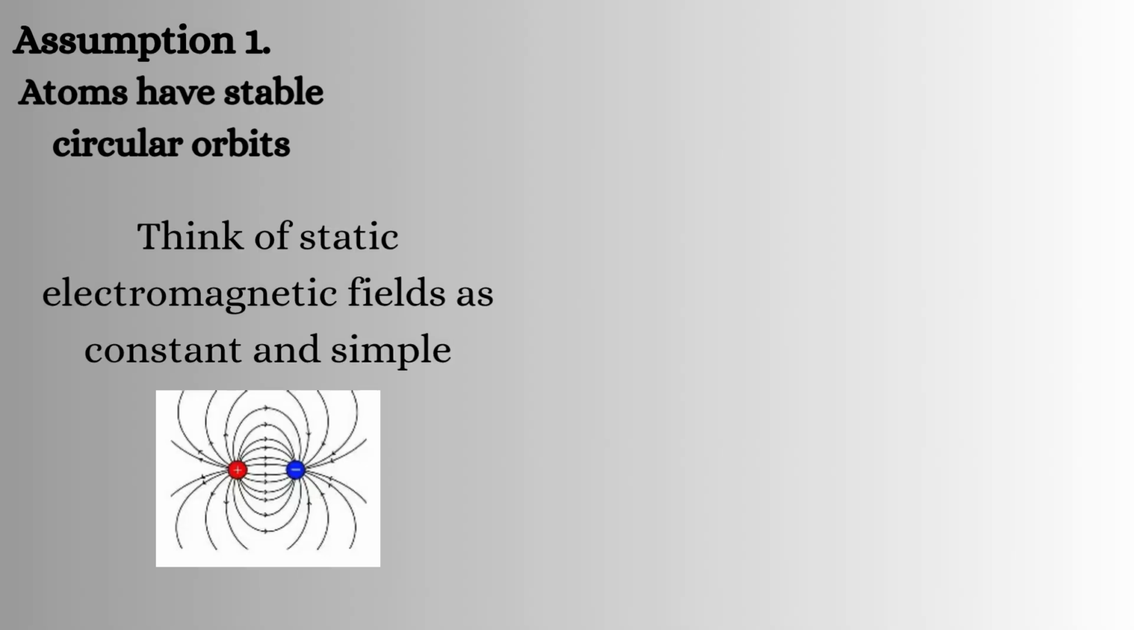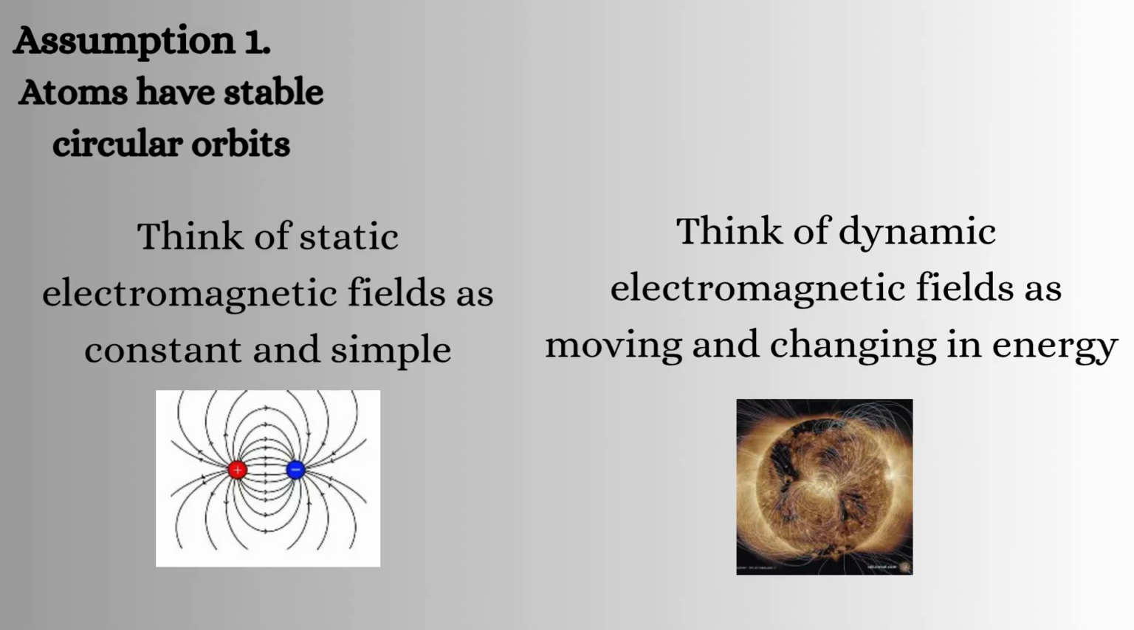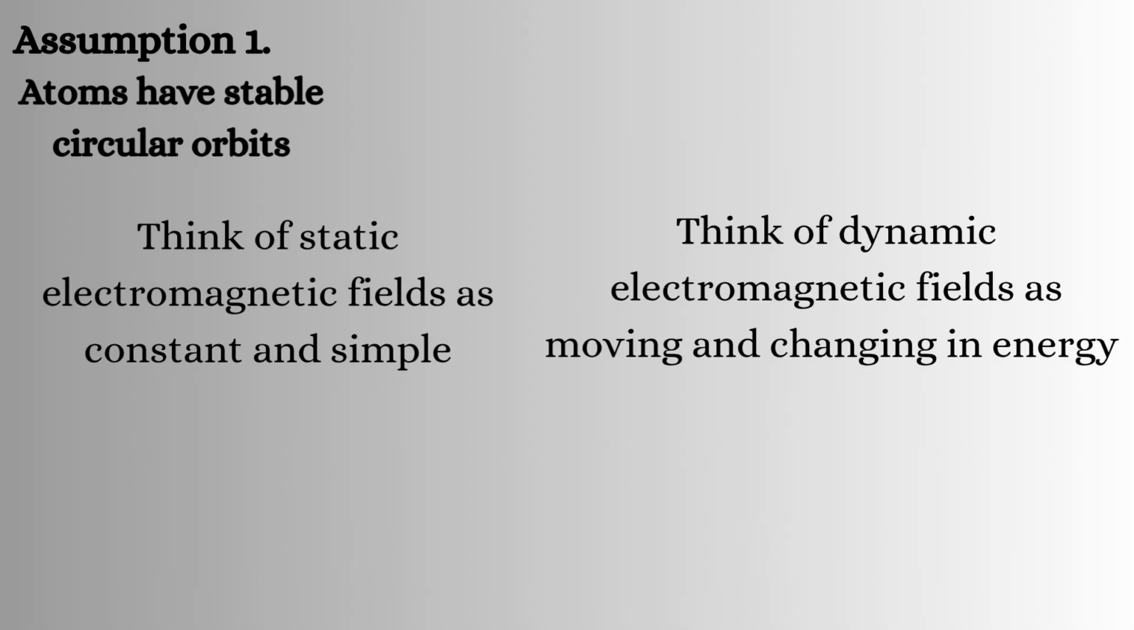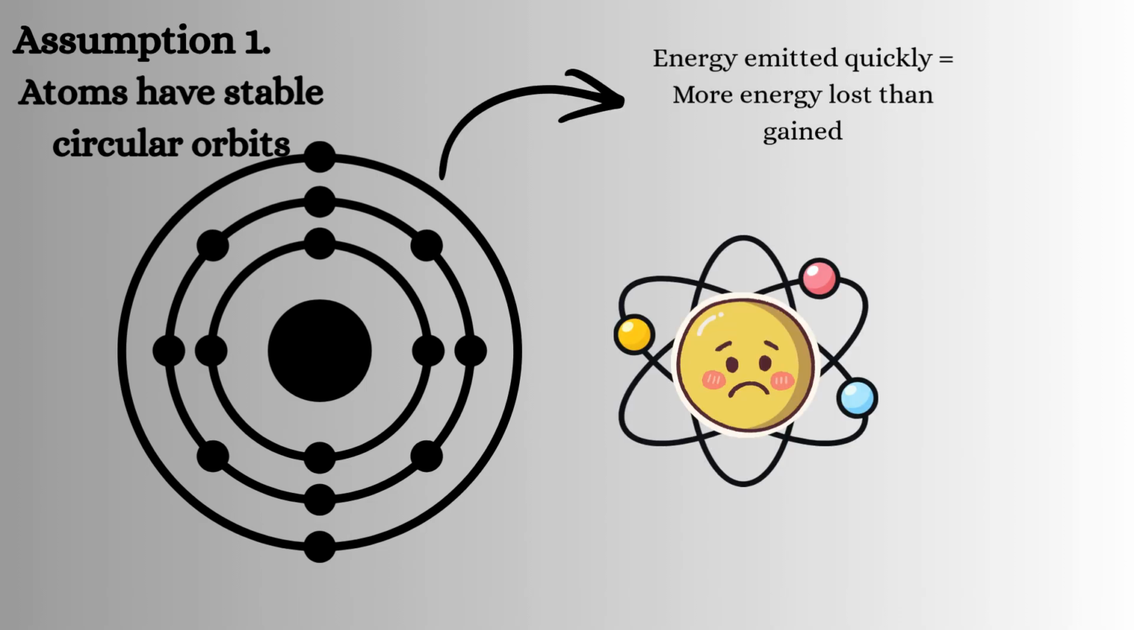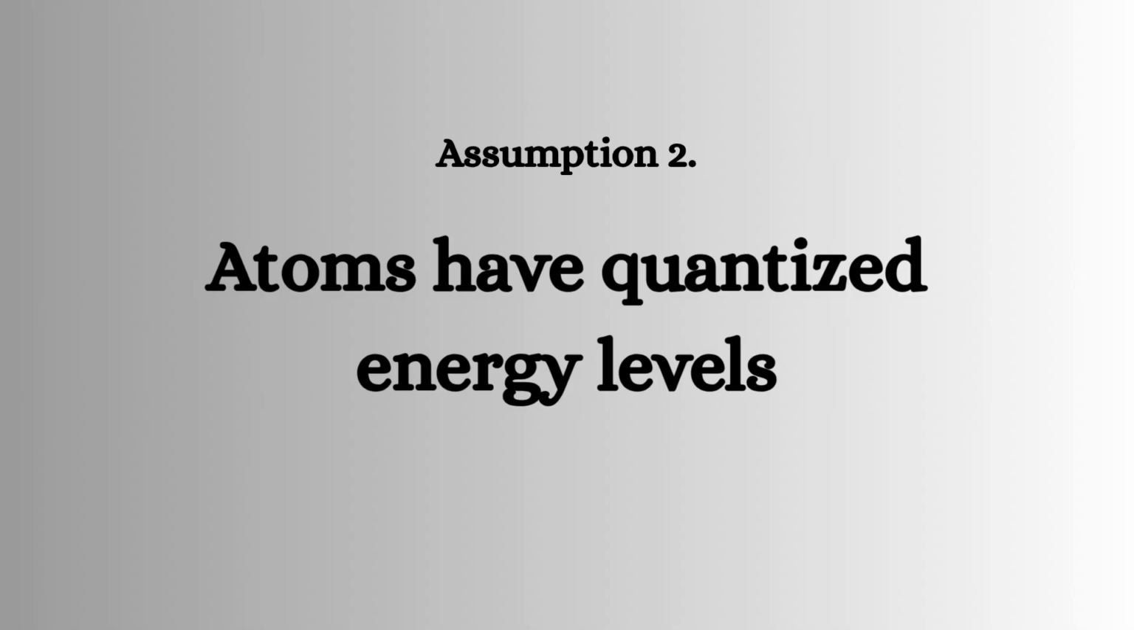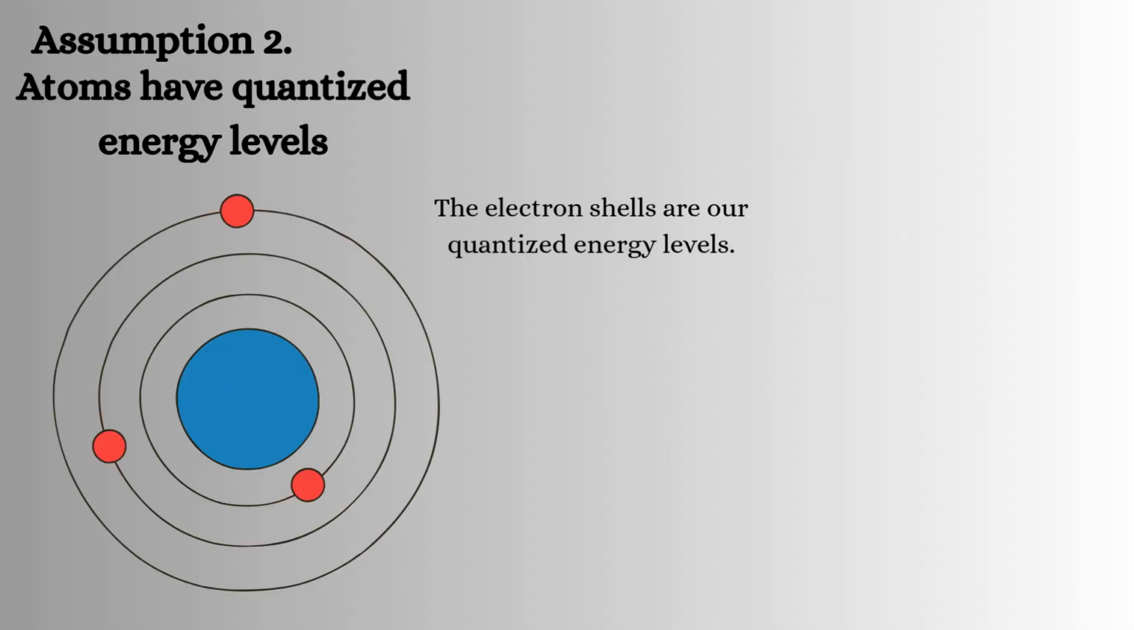During the acceleration, the electron's electromagnetic field should go from static to dynamic, and to go back to their original state, they should emit energy. But if they were to do this, the electrons would lose energy too fast and fall into the nucleus, making the atom unusable. Bohr assumed electrons can only occupy specific orbits with specific energy levels, and electrons cannot exist between these orbits. The electrons being contained to these shells is why electrons do not spiral into the nucleus.